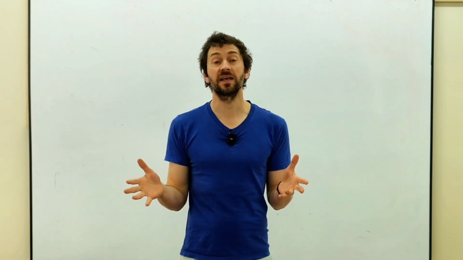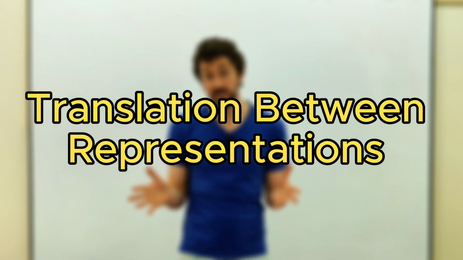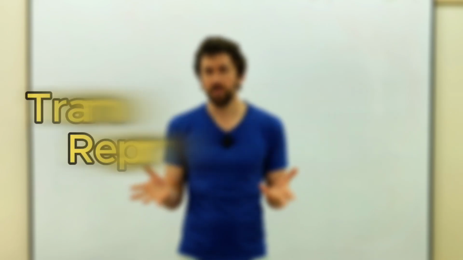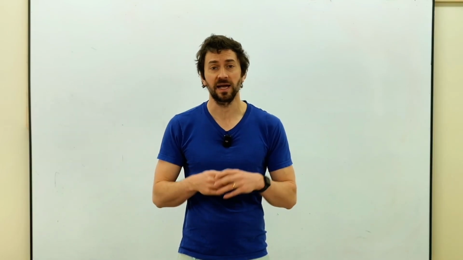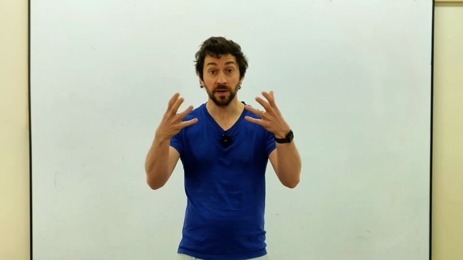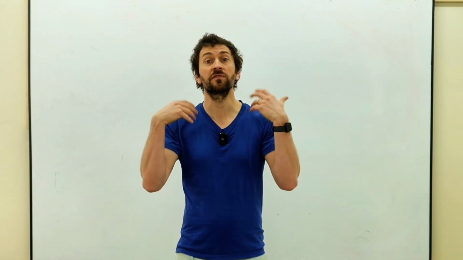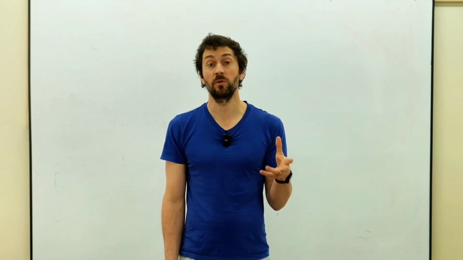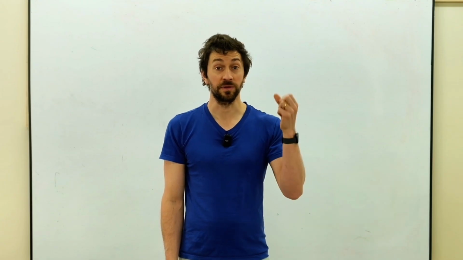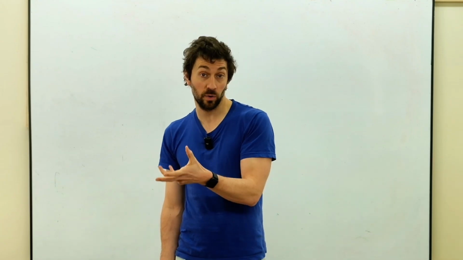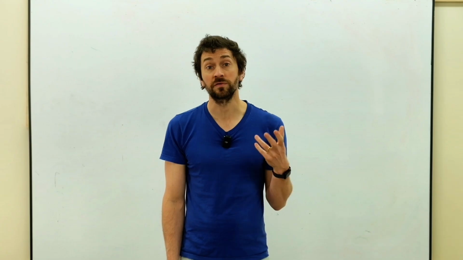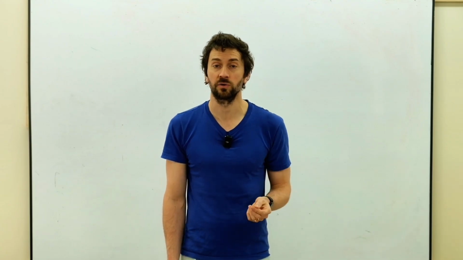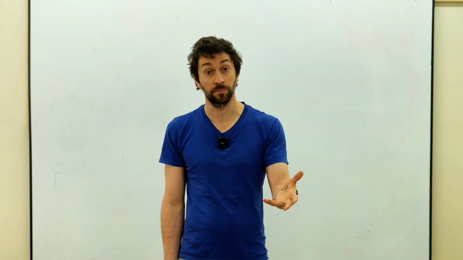The second kind of FRQ is called translation between representations. What's a representation? The idea is that in physics, we'll have some kind of situation, and there are different ways that we can represent this. The most common way we represent things in physics is with diagrams and equations. But there's a number of key representations that you should have studied in your AP Physics course that they'll expect you to be able to produce.